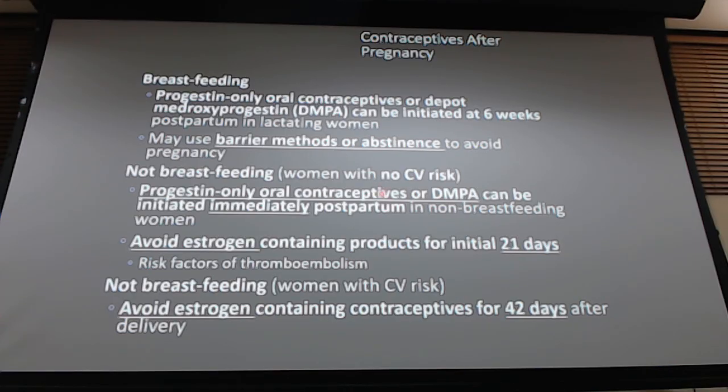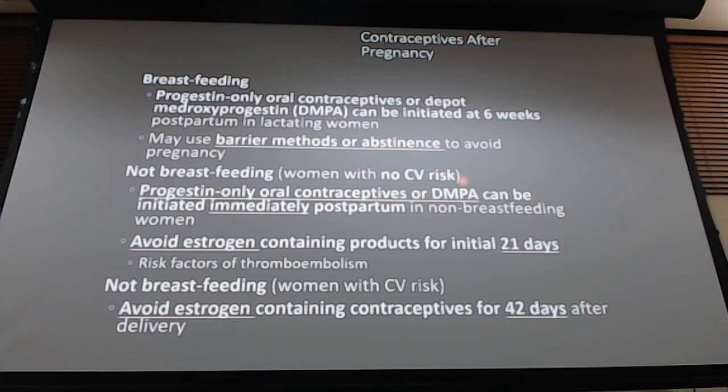If they are not breastfeeding and they don't have any CV risk, so I have no risk that is increasing the chances of me having any type of VTE or anything like that, I can give them a progestin option immediately after they give birth. I'm not worried about milk production because the mom is not breastfeeding the child. They're giving them a bottle, they're giving them infant milk. So I'm not worried about prolactin, so I can immediately give them a POP.